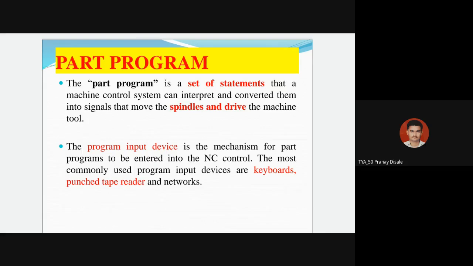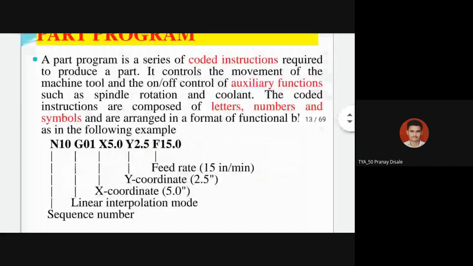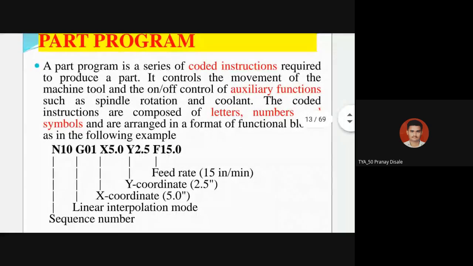Now see what actually a part program is. The part program is a series of coded instructions required to produce a part. One example is: N10, G01, X05, Y2.5, F50. So what is the meaning of N10?